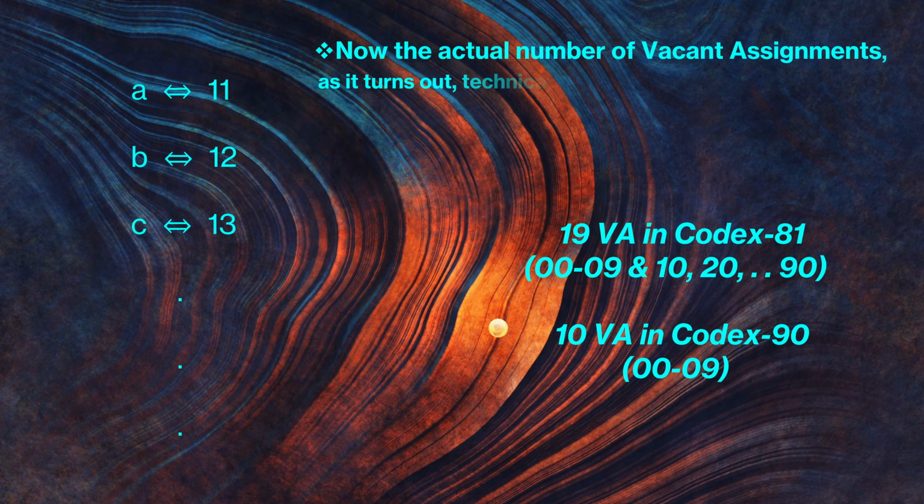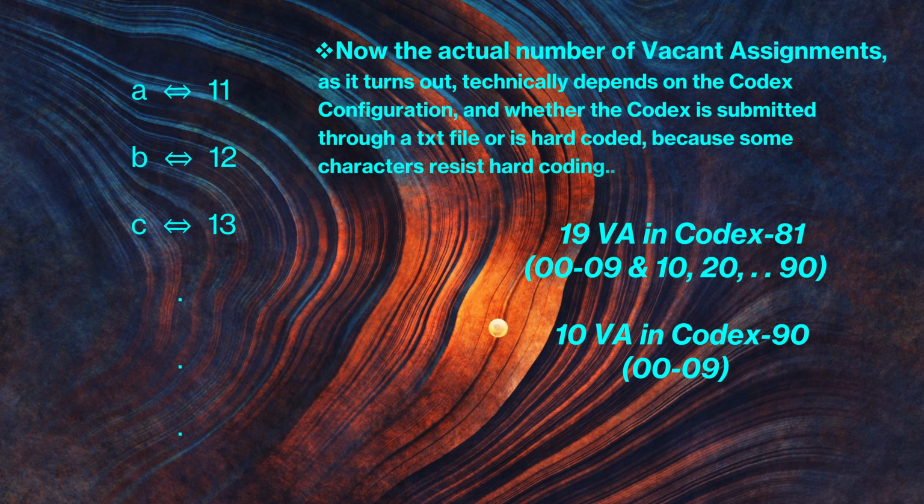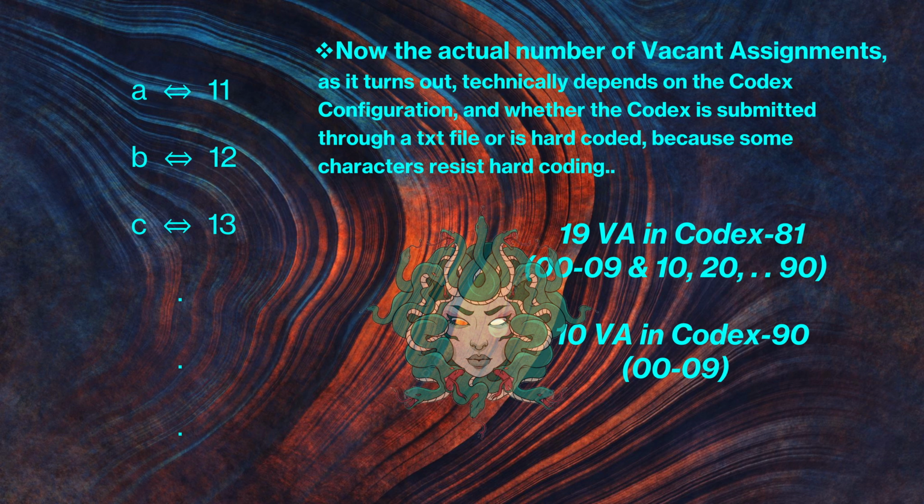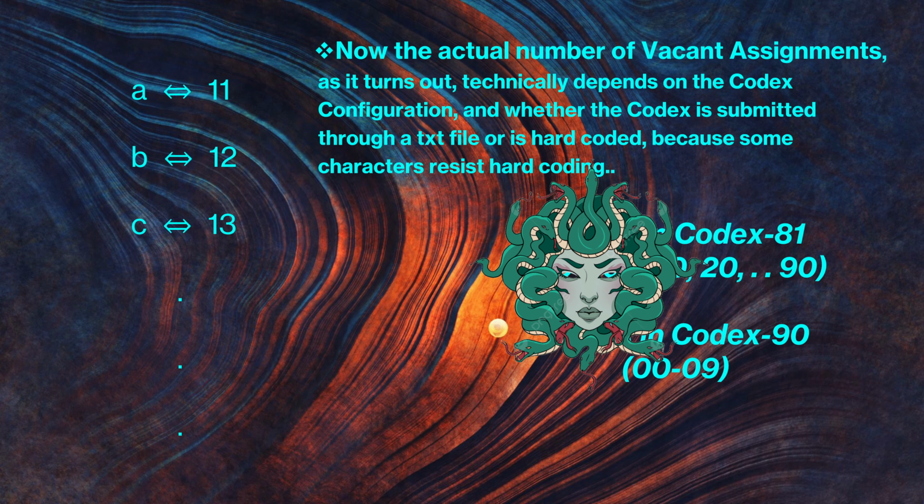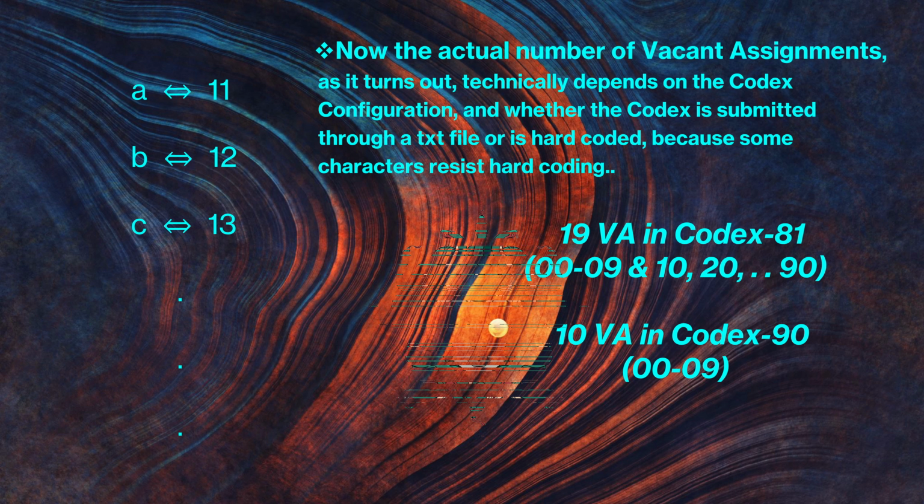Now the actual number of vacant assignments, as it turns out, technically depends on the codex configuration and whether the codex is submitted through a text file or is hard-coded, because some characters resist hard coding. But to keep things moving along, the basic idea is that we have two codex configurations. The classic Codex 81 with 19 vacant assignments running from 00 up to 09 and 10, 20, 30 up to 90. And Codex 90 with only 10 vacant assignments running from 00 up to 09.